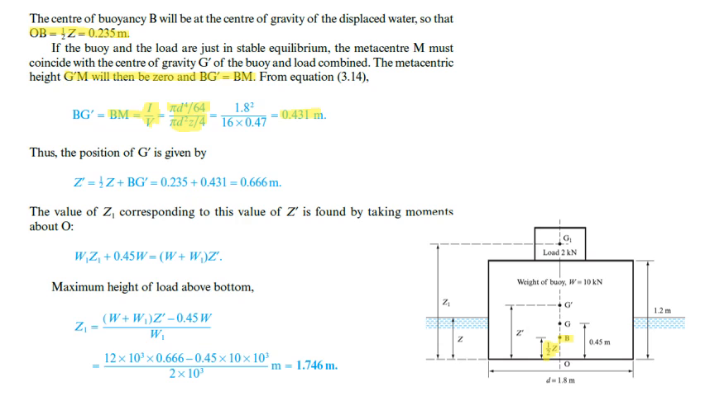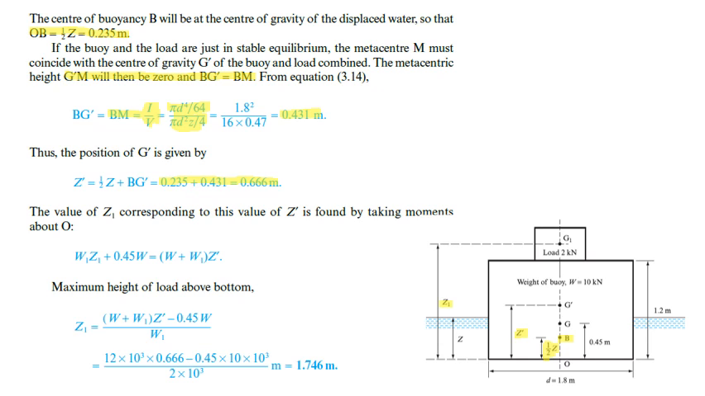So let's locate this G dash point, which is at a distance of Z dash. So this Z dash will be simply OB plus BG dash. So 0.235 plus 0.431, which is 0.66 meters. So after that, the only thing unknown is this Z1.